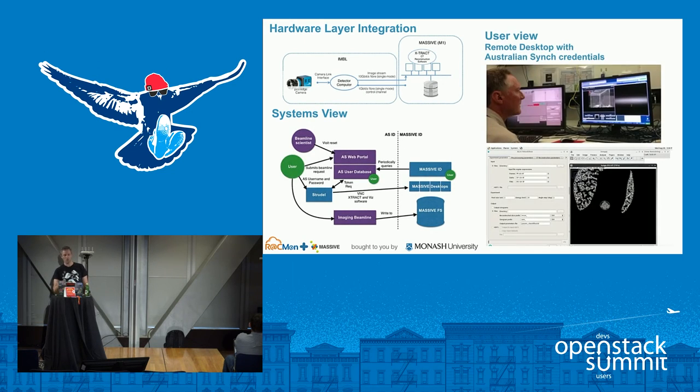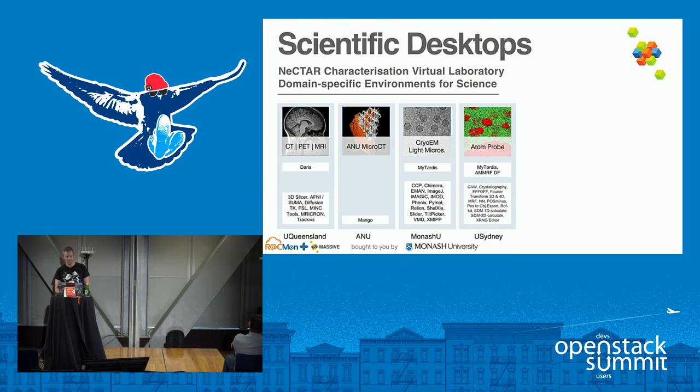This is just a quick example of one of those examples, which is for the imaging beamline at the Australian Synchrotron, which happens to be just across the road from us and is one of the instruments on that slide earlier. I'm not going to go deep into the details here. It's just illustrative.